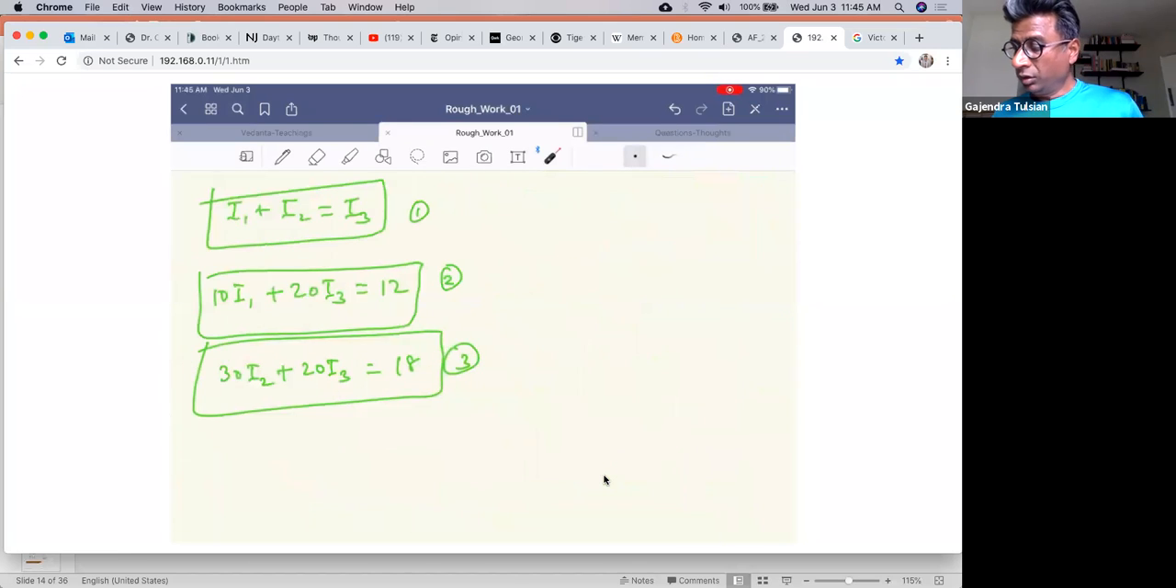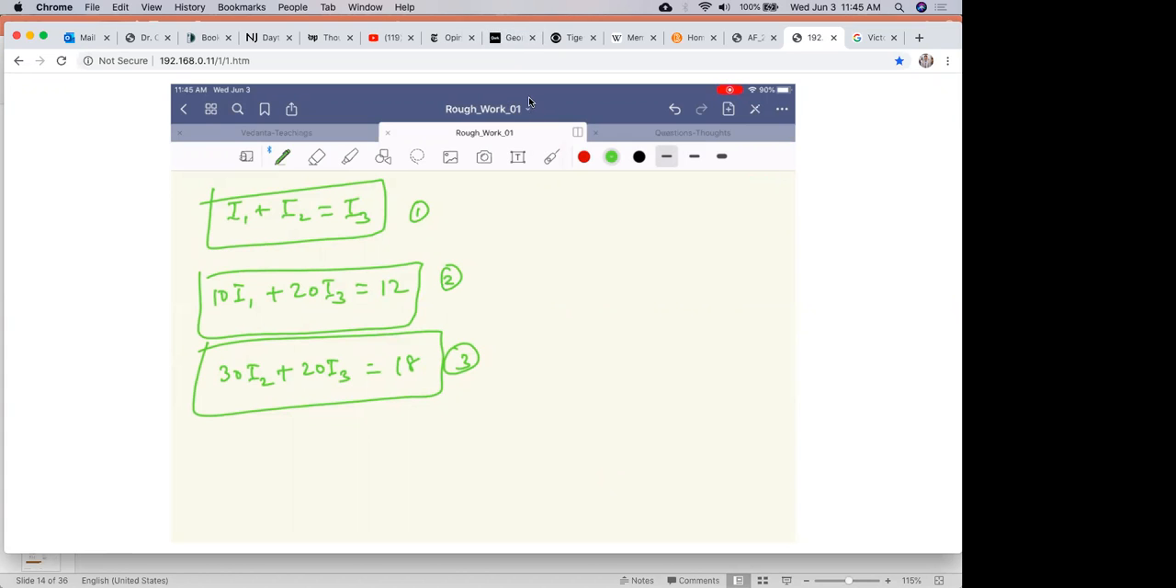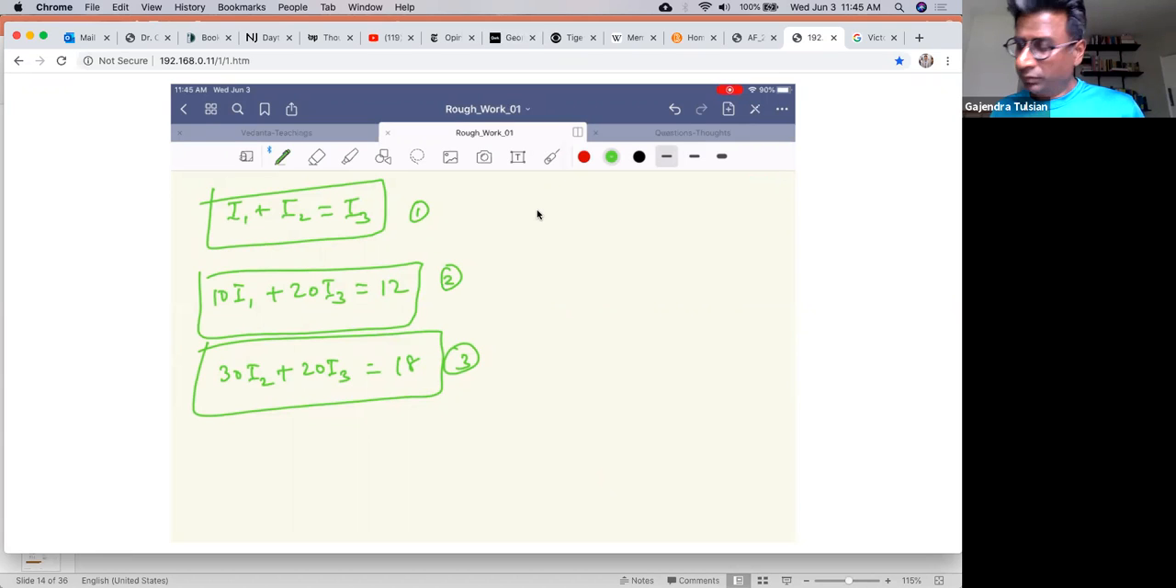Okay. Do you guys want me to solve these equations? Or do you guys know how to do this? Do you want me to solve this? Huh? Yes, please. Okay. All right, so now let's solve this equation.